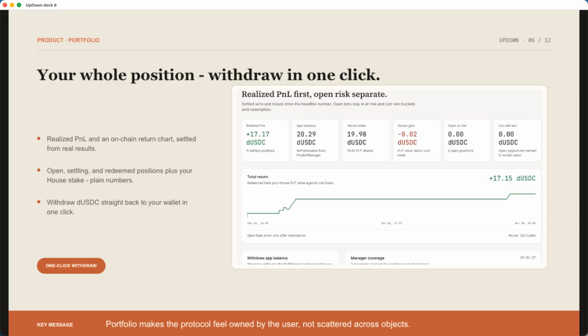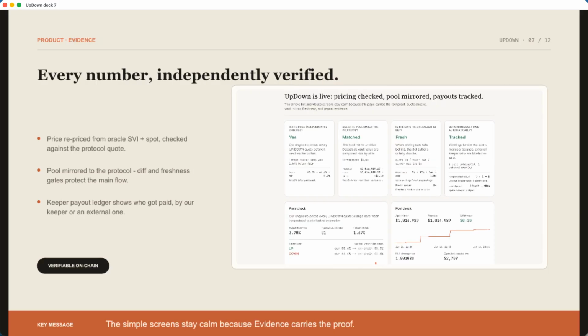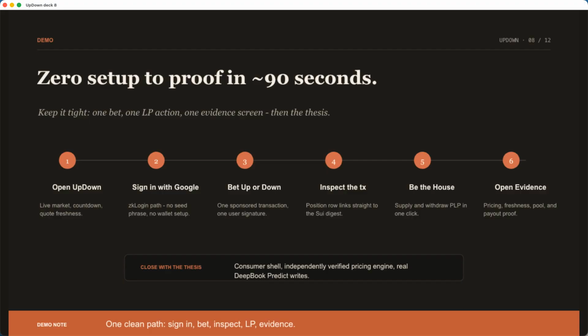Evidence is the proof surface. It explains which numbers are live, which were independently repriced, and which settlement outcomes were paid. The demo path is now broader: a real bet, a house supply, portfolio, wallet, and evidence, so the judges can see both smooth UX and protocol transparency.